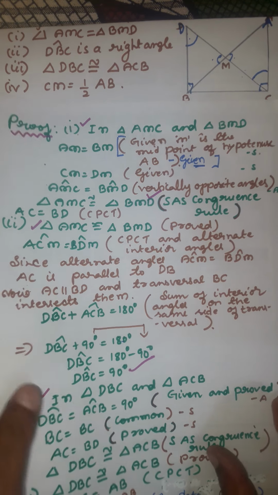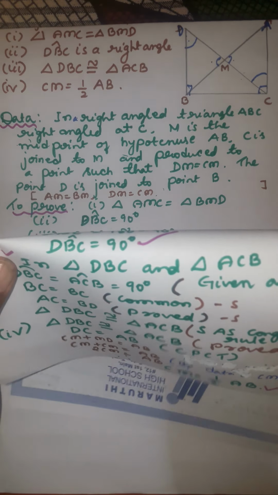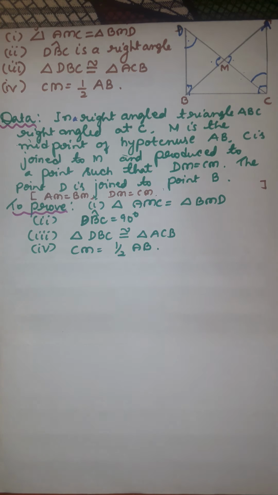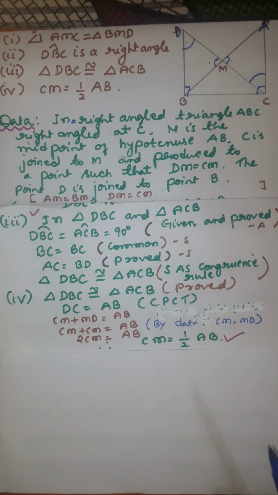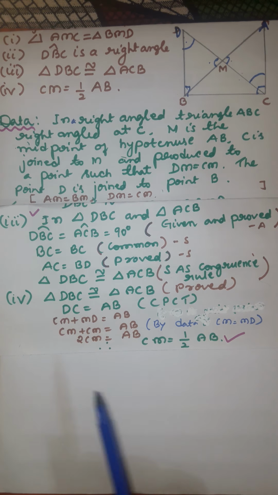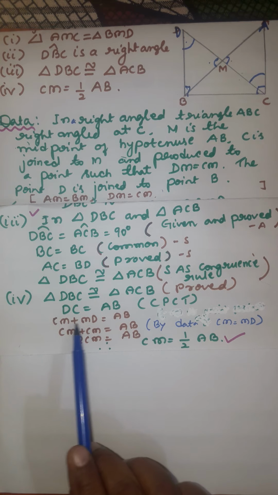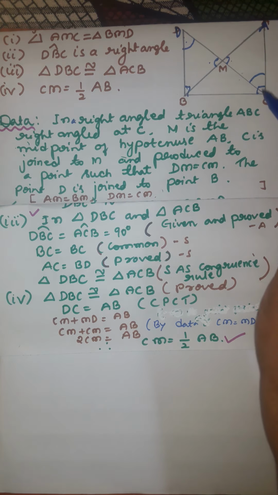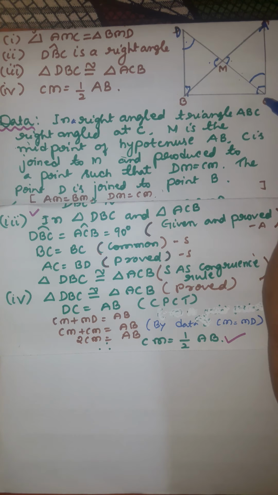Now, after proving the third part, we have to go for the fourth part. Triangle DBC is congruent to triangle ACB, already proved in the third part. So DC is equal to AB, by corresponding parts of congruent triangles, here the corresponding sides. I can write DC is equal to CM plus MD, because the line was extended from point M to D in such a way that DM is equal to CM. Therefore, DC will be equal to CM plus MD, that is equal to AB.